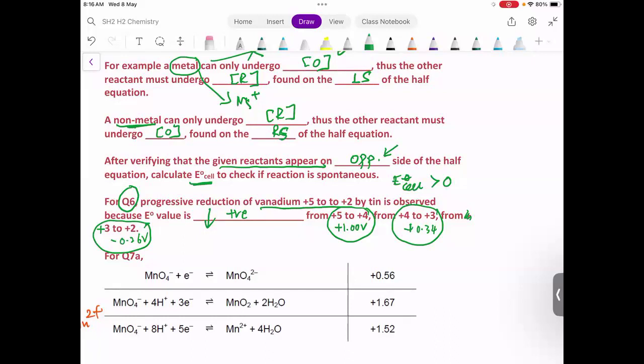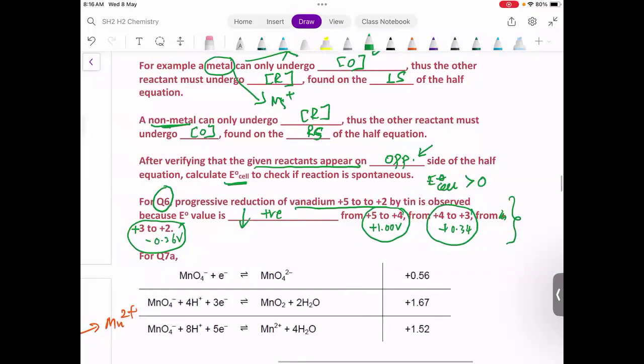Okay. So if it gets easier, then it's another story, right? So therefore, for this question, you see a progressive change in color, because each vanadium at a different oxidation number has its own unique color. So you see a gradual change in color.